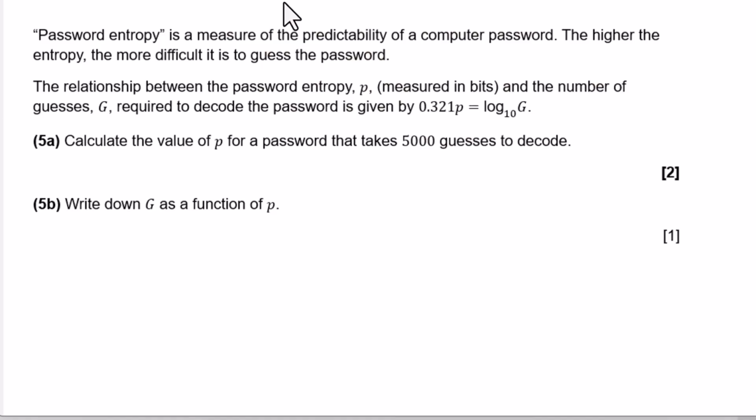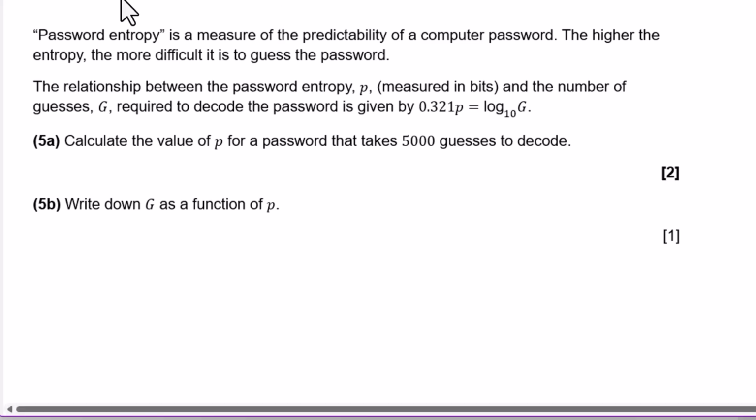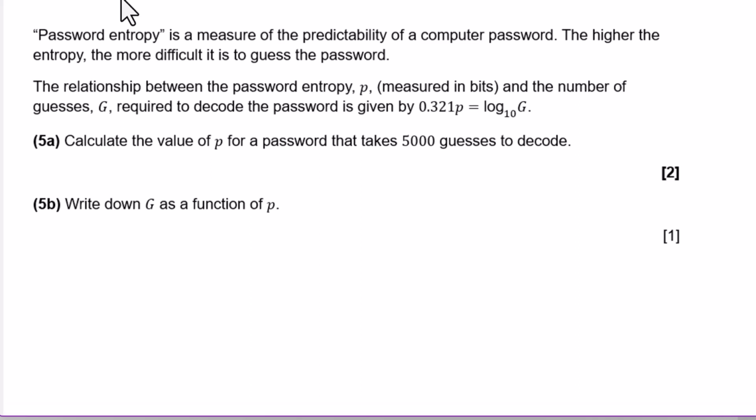Password entropy is a measure of predictability of a computer password. The higher the entropy, the more difficult it is to guess the password. The relationship between the password entropy P measured in bits and the number of guesses G required to decode the password is given by this formula. Calculate the value of P for a password that takes 5,000 guesses to decode.